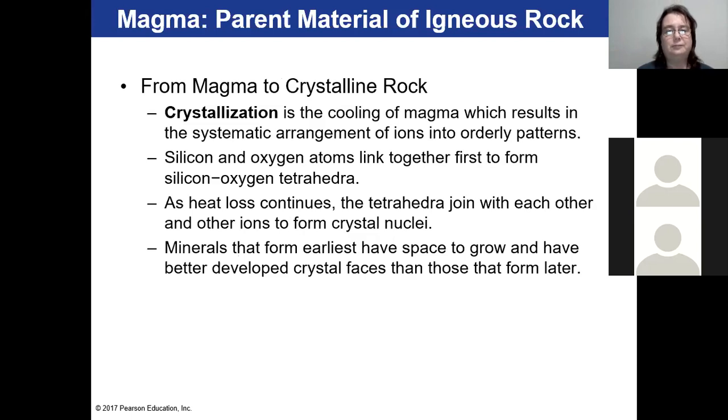So magma crystallizes in certain specific ways. Here's where a rock like granite starts to form. The silicon and oxygen atoms start to link together and bond to form those tetrahedra we talked about before. Then as the magma body starts to cool, those tetrahedra start to join, and that's how minerals begin to crystallize.